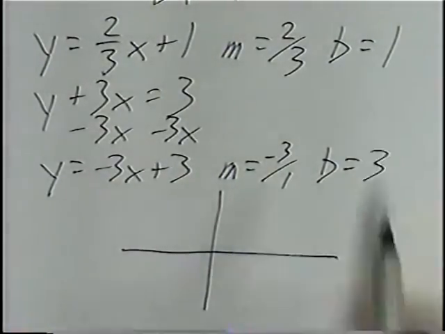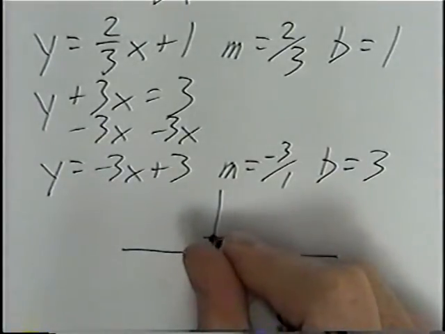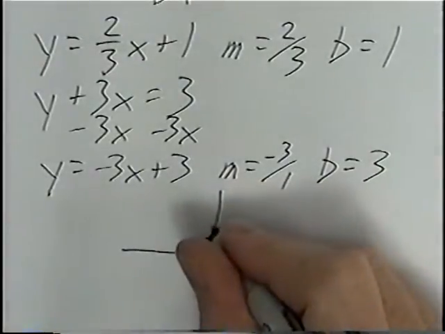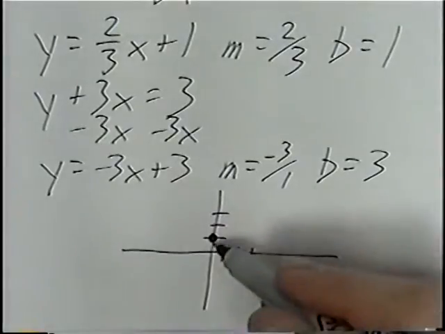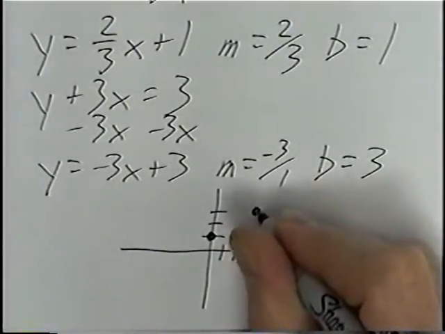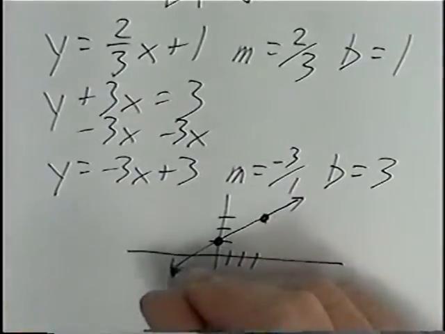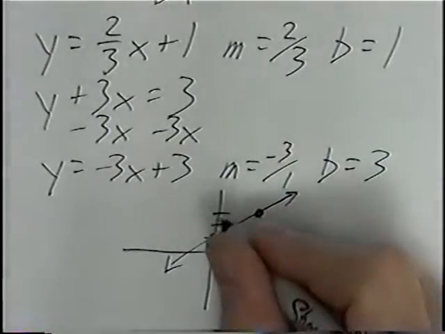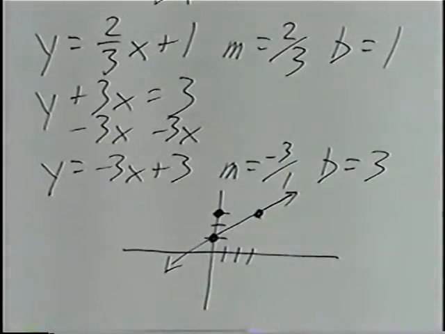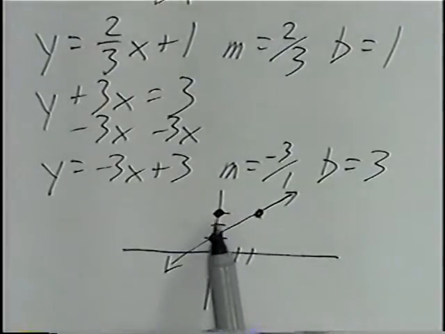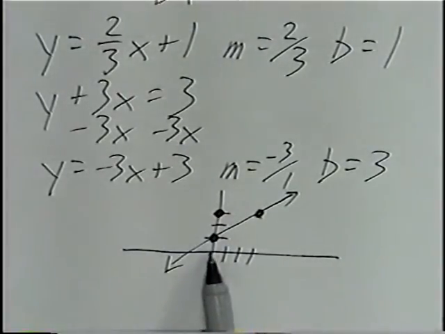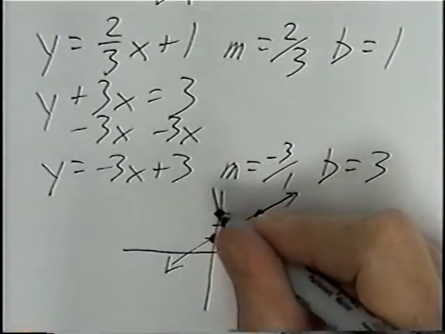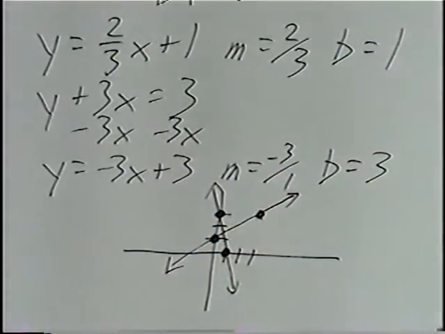The first equation, the y-intercept was 1, so putting a point at positive 1 on the y-axis. The slope of the first equation was 2/3, so we'll go 2 spots up and 3 spots to the right. Connecting those would be the line for the first equation. Second equation, we'll start at positive 3 on the y-axis. The slope is negative 3 over 1, so we'll go down 3 spots, which will be on the x-axis, and to the right 1 spot. Connecting those 2 points, we'll have the graph for the equations.